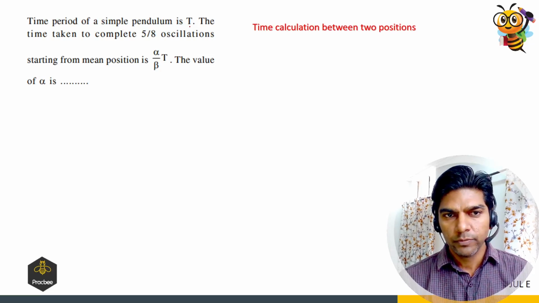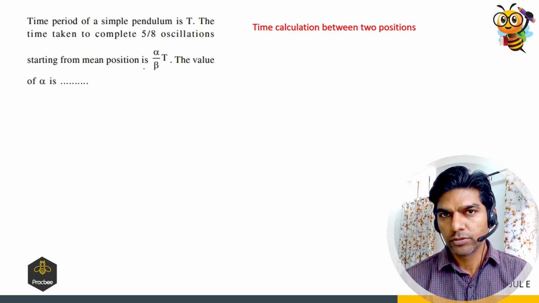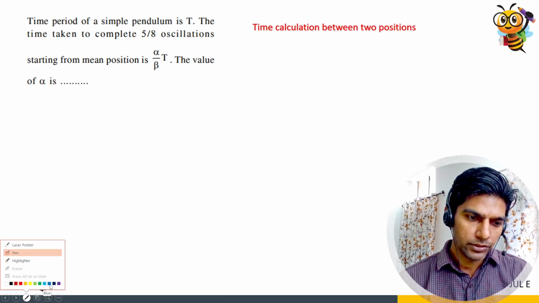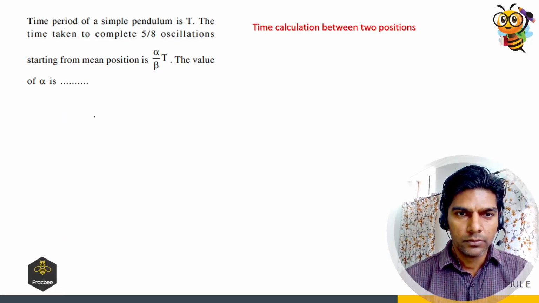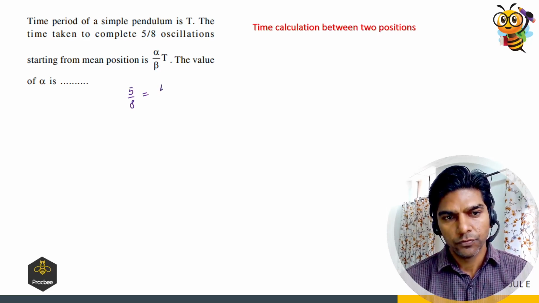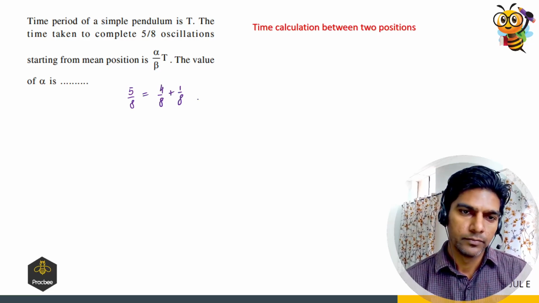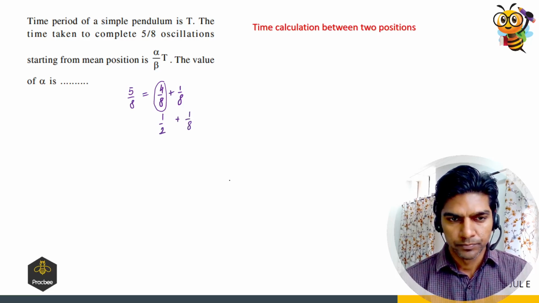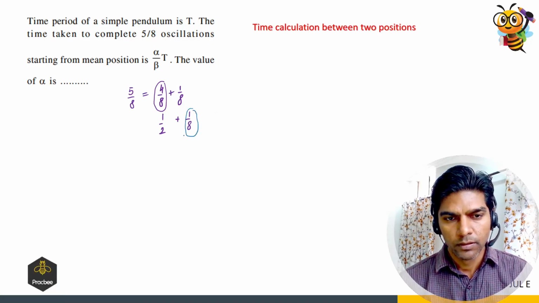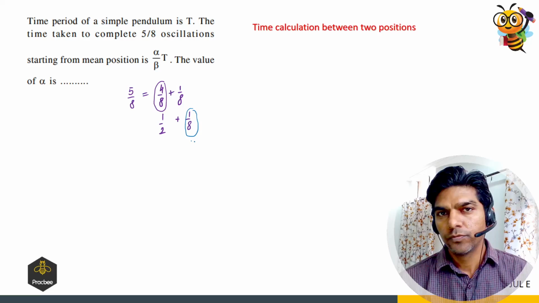Time period of the simple pendulum is capital T, and the time period to complete 5/8 oscillation starting from the mean position is alpha by beta T, the value of alpha. So 5 by 8th oscillation. Okay, right. So let us see what they mean by that. So 5 by 8 can be written as 4 by 8 plus 1 by 8. Right? So 4 by 8 is nothing but half oscillation plus 1 by 8th oscillation. And 1 by 8th oscillation is nothing but half of the 1/4 oscillation.